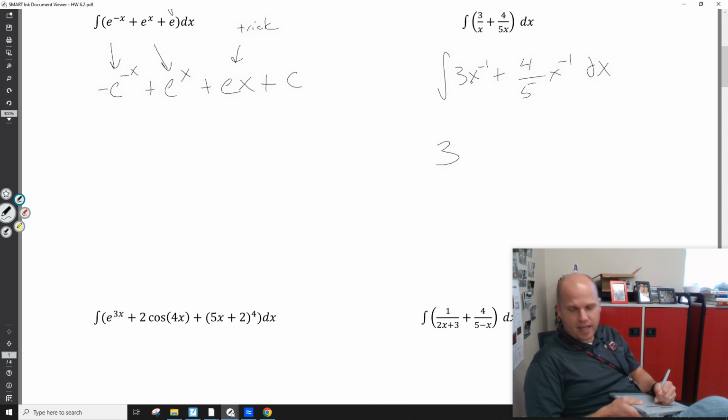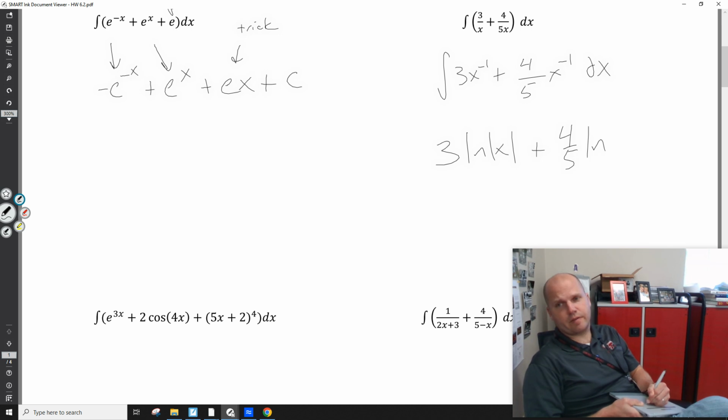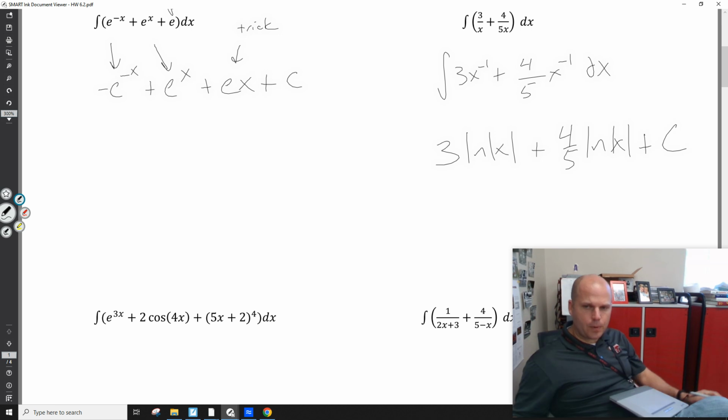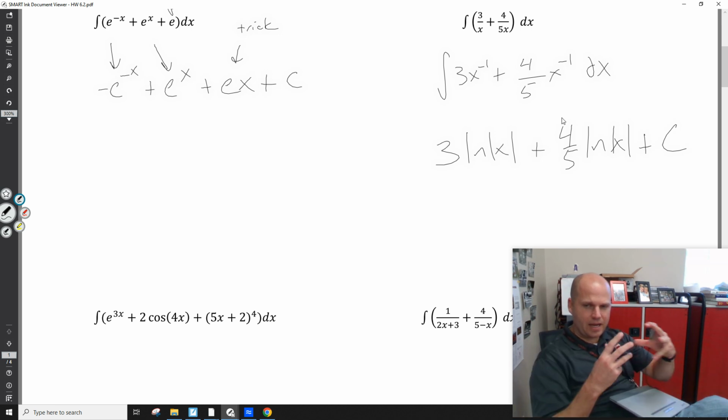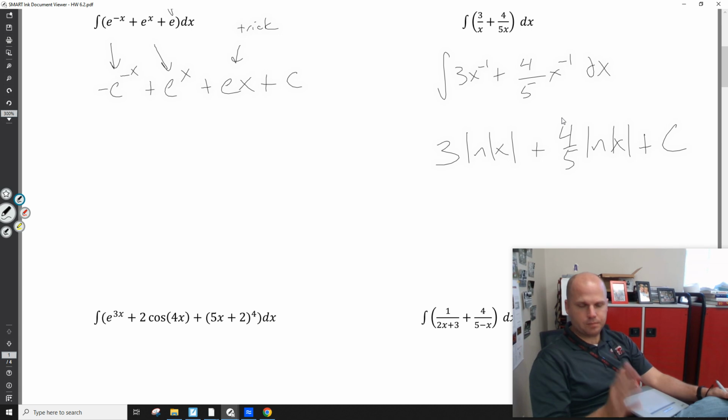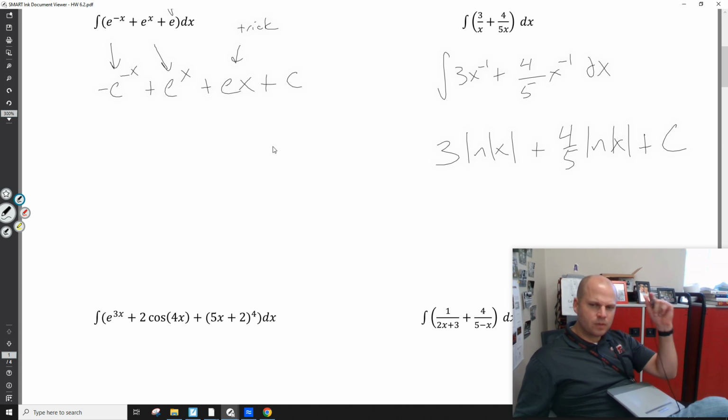3 stays. The antiderivative of a negative first power, log absolute. The 4/5 stays. The antiderivative of negative first power is log absolute. There are some log properties that we could use to combine these two, but I don't want to get into it. It never shows up on the AB test. Maybe we'll talk about it on lesson 4 of this unit, but for right now, we're good. All right.